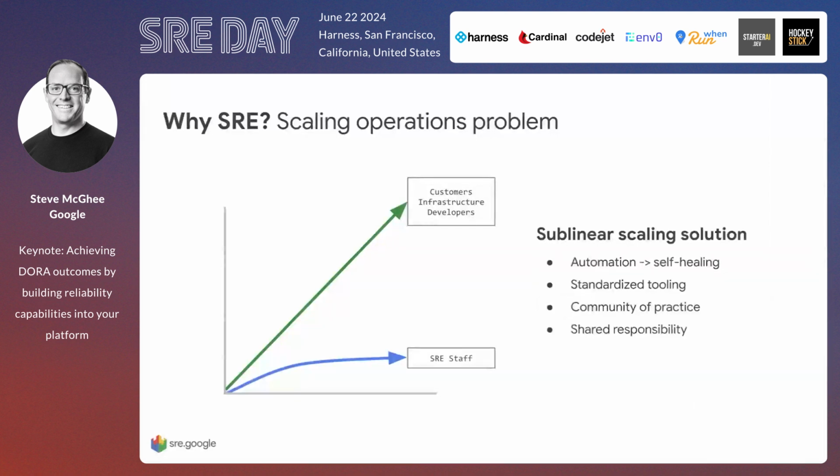So we need to do this thing instead called sublinear scaling. And sublinear scaling is just the effect of SRE. I think it was actually realized later after SRE had been going for a while, like, oh, that's what we're doing, right? But it turns out it's a good idea. And how do we do it? Through automation and tooling and blah, blah, blah, shared responsibility.